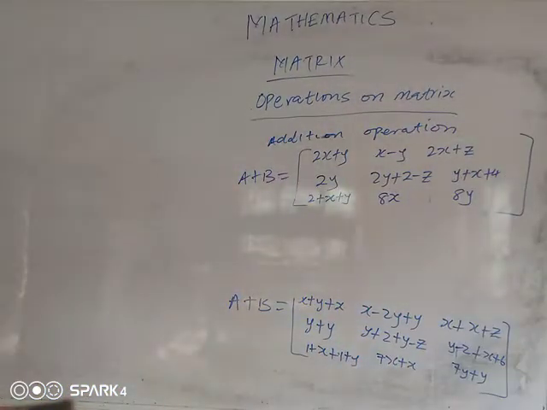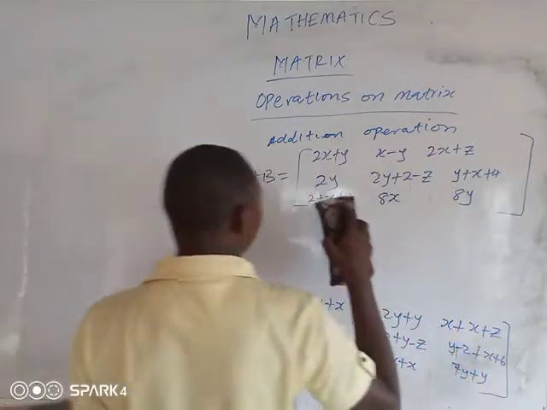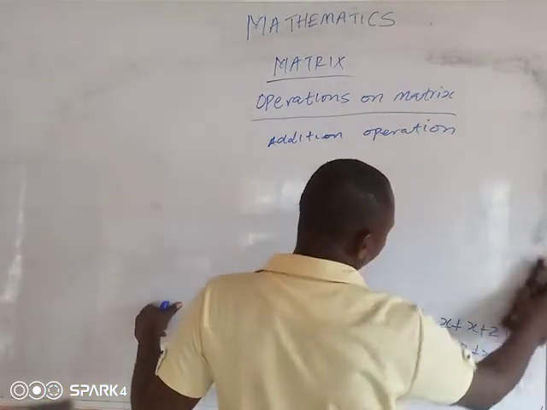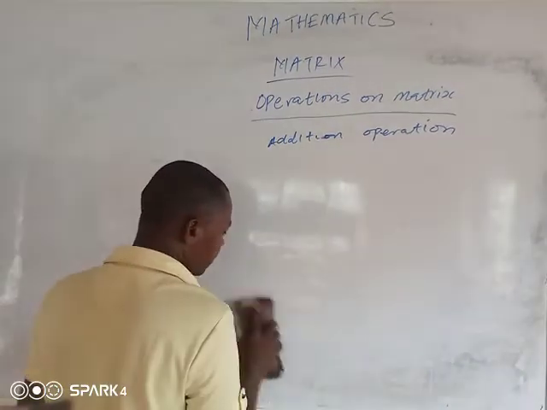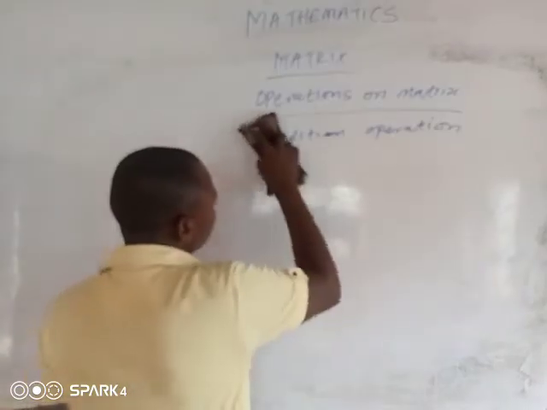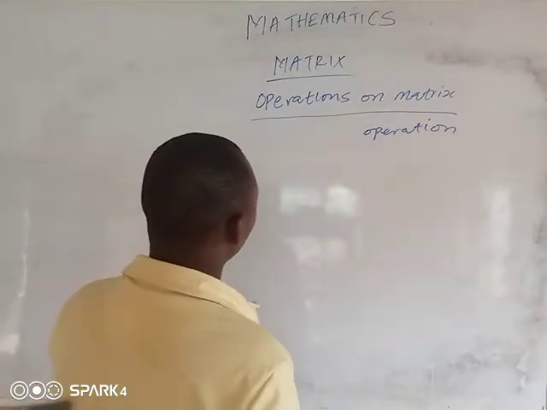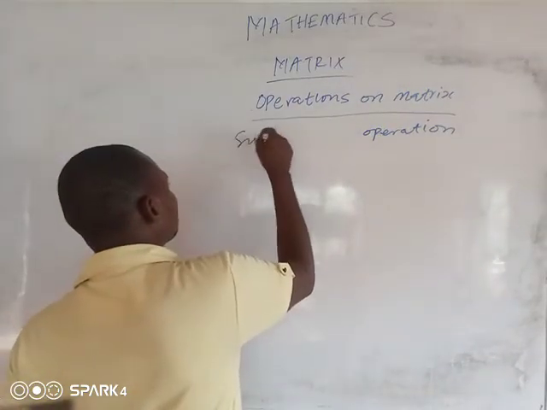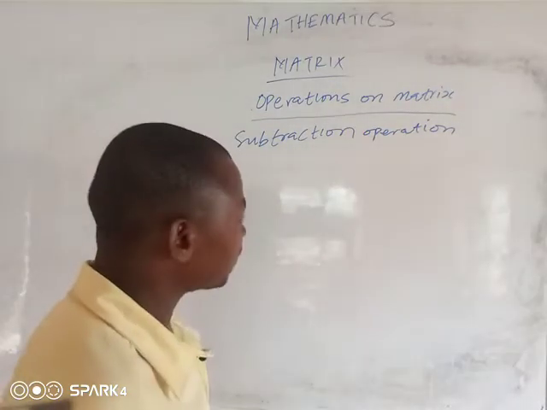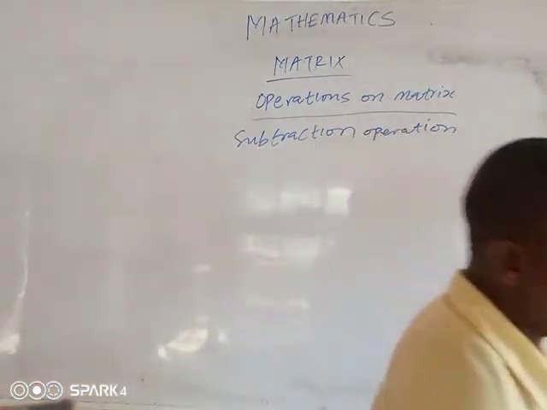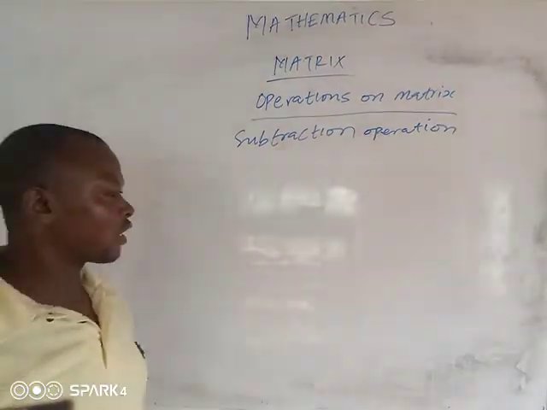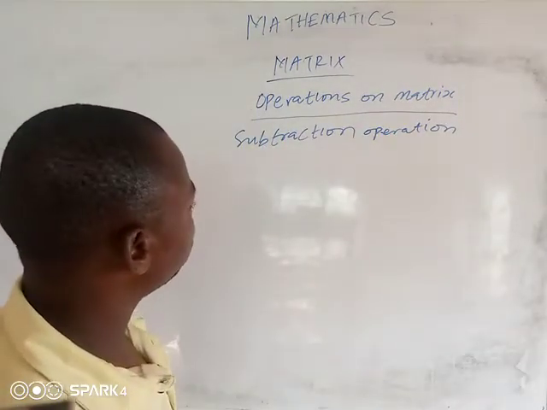So apart from addition of matrices, or addition operation, we can also have subtraction operation. In subtraction operation, we carry out the same steps as that of addition, just that we are going to subtract. So this is subtraction operation. So subtract A11 of A from A11 of B. So that's what we are trying to do.